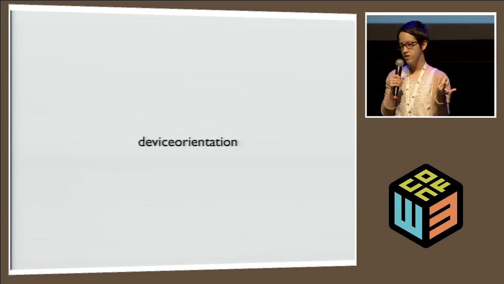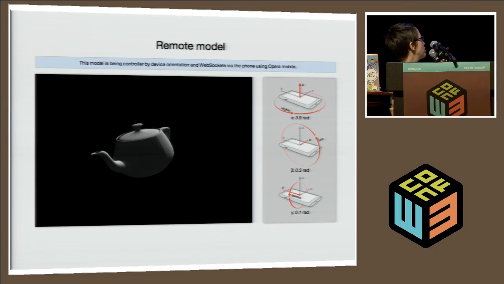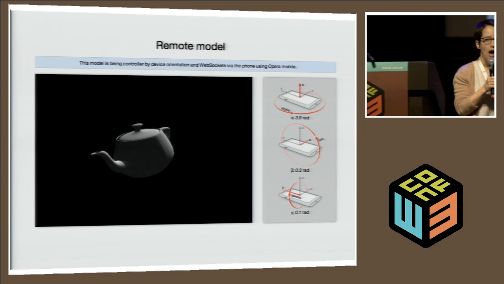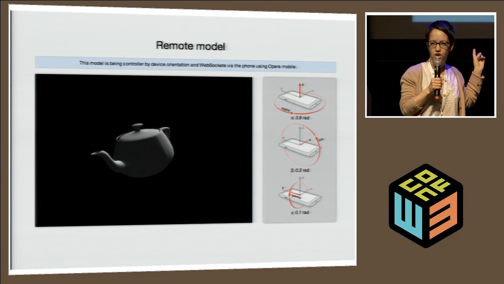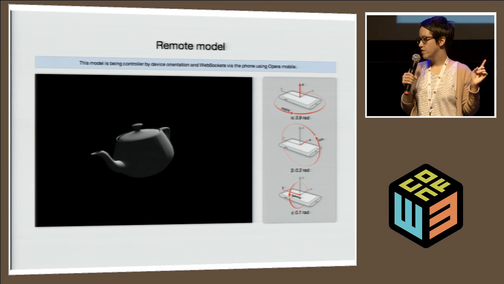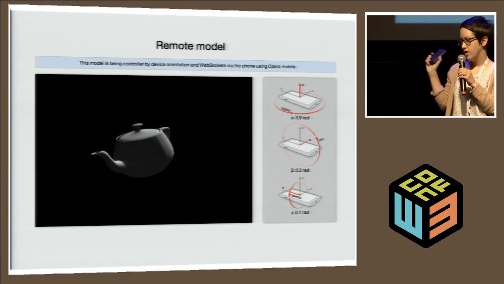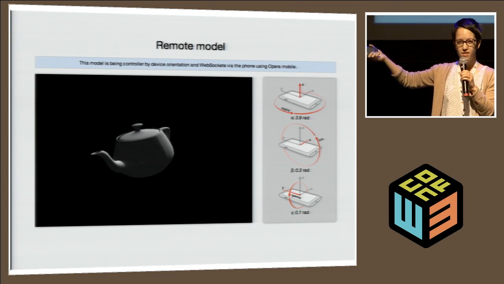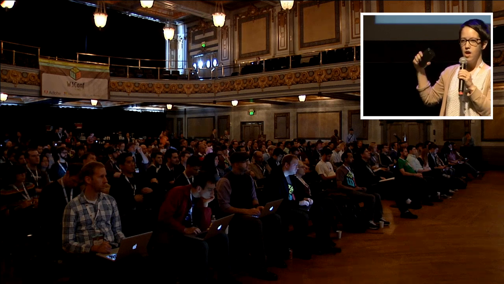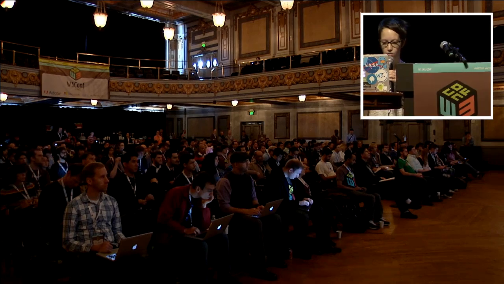So let's start with the first part, which is device orientation and the angles in which the user is holding or positioning the phone. What I'm going to start showing is I have a demo, and that demo is a WebGL model of a teapot made in Three.js. And what I'm going to do is I'm going to use my phone. My phone is connected to my laptop using WebSockets, and I'm going to move my phone around, and I'm going to use it to move that teapot around.